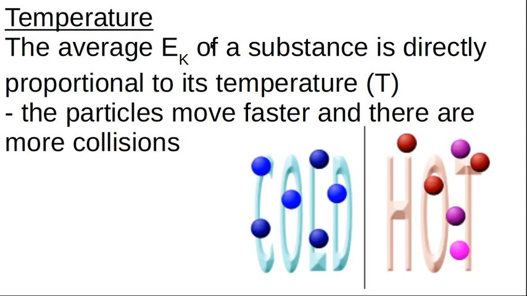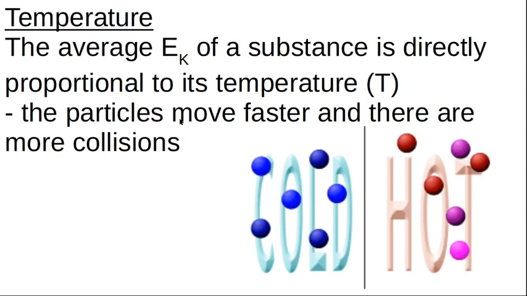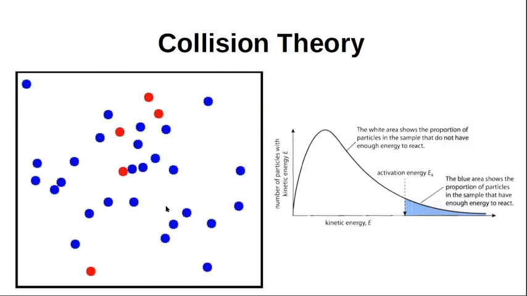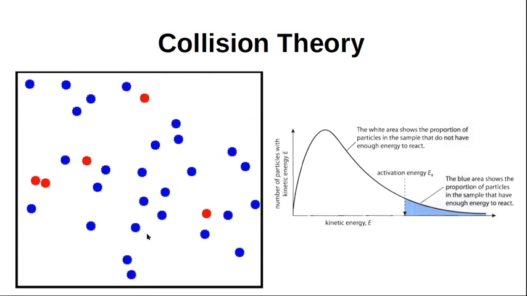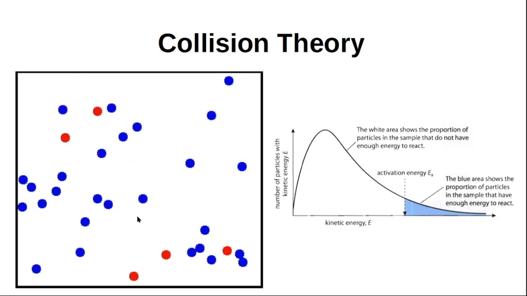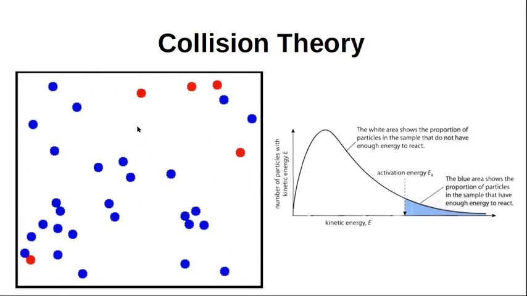Think about this. You remember temperature, the average kinetic energy of a substance is proportional to its temperature because the particles are moving faster and there are more collisions, okay? And remember now, collision theory is how reactions occur. Like for instance, if you have a sample of gas like this, the particles are banging into each other all the time. This is what causes gas pressure, the particles banging into each other and the sides of the container.